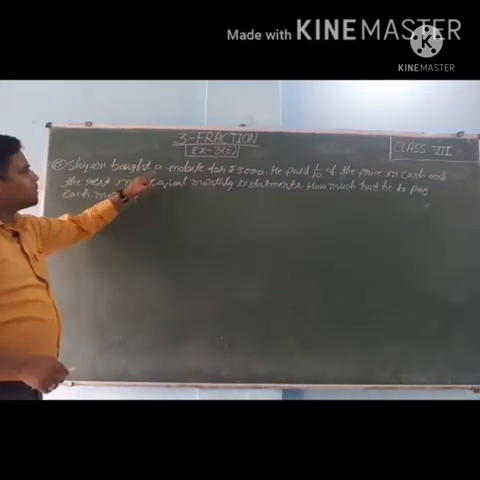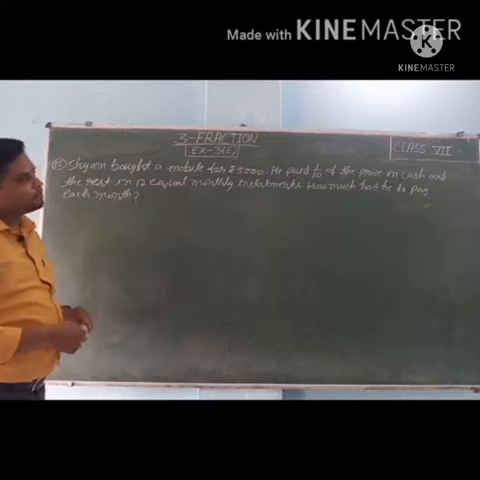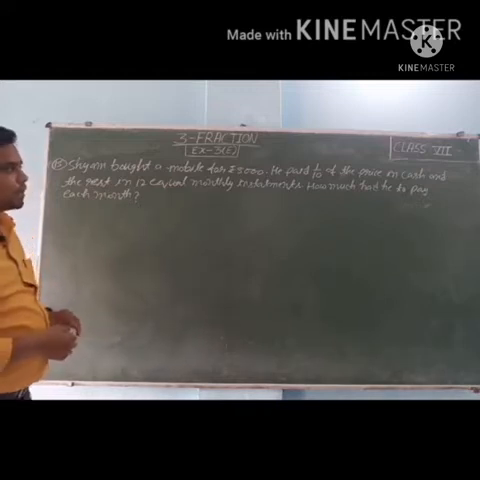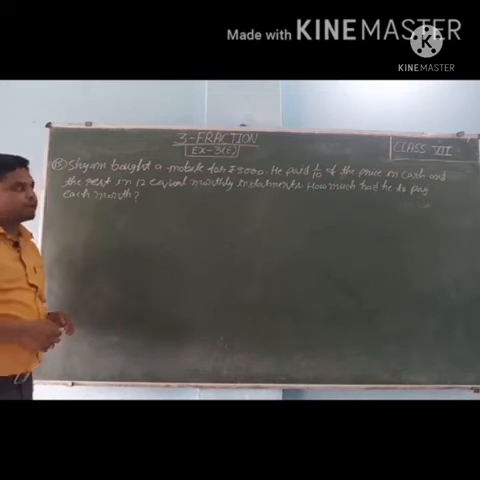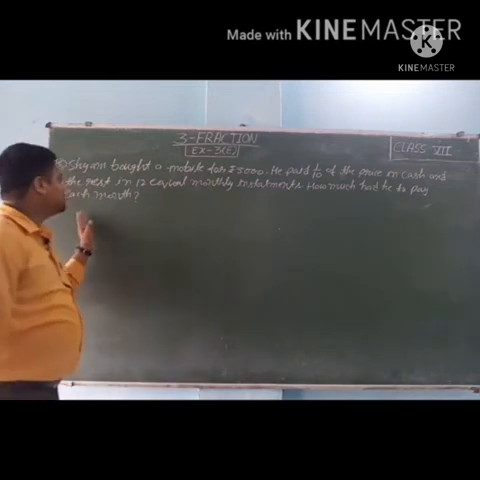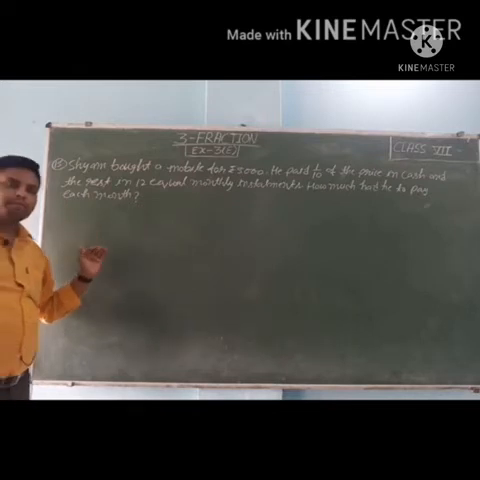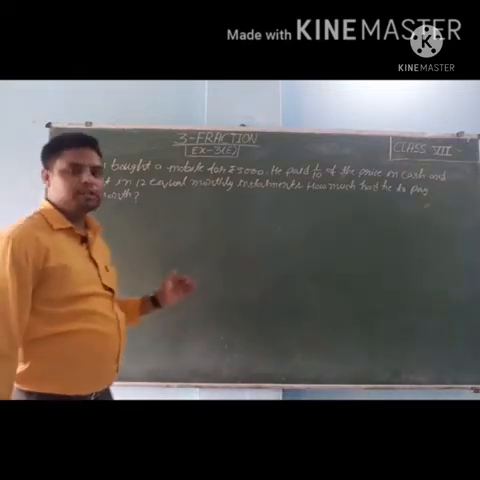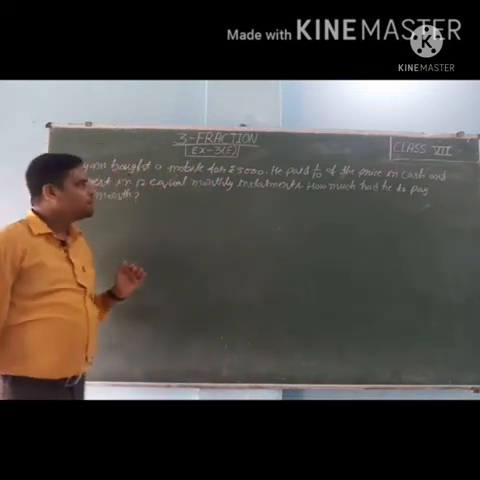Shyam bought a mobile for rupees 5,000. He paid 1 upon 10 of the price in cash and the rest in 12 equal monthly installments. How much does he have to pay each month? So how much amount paid in cash? 1 upon 10th of the price paid in cash and rest in installment. So first we will find how much amount paid in installment.